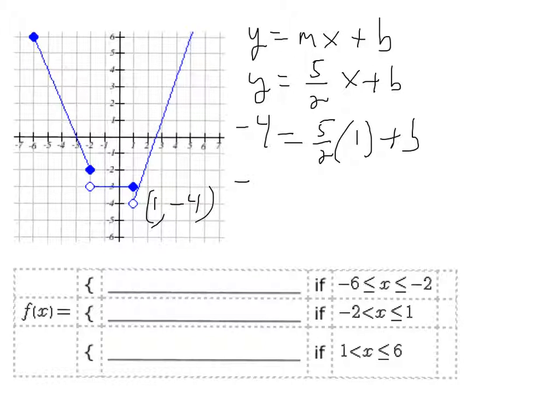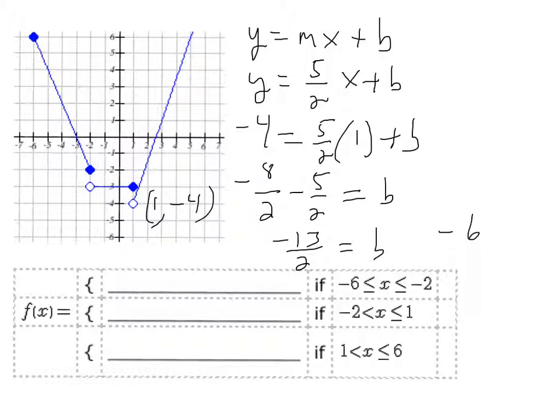So I'm going to rewrite this as -8 over 2, and then I'm going to subtract 5 halves on both sides, because 5 halves times 1 is 5 halves. And that should be what b is, and what is that? -13 over 2. And we probably should check and make sure that seems reasonable. Let's see, -13 over 2 is what? -6 and a half, or -6.5.